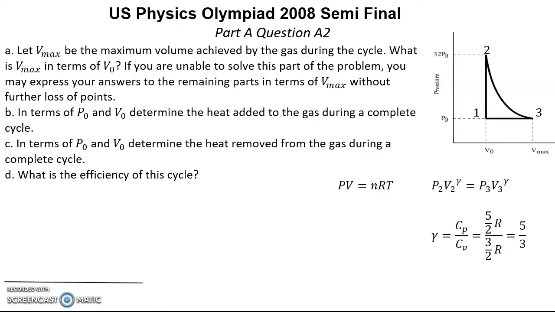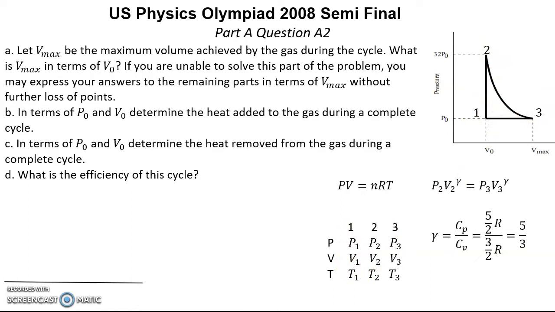And the last process is from 3 to 1. It goes at constant pressure. That's isobaric compression. Here volume is proportional to temperature. We can solve this problem using a special table like this. Just count what the pressure, volume and temperature are at each point.